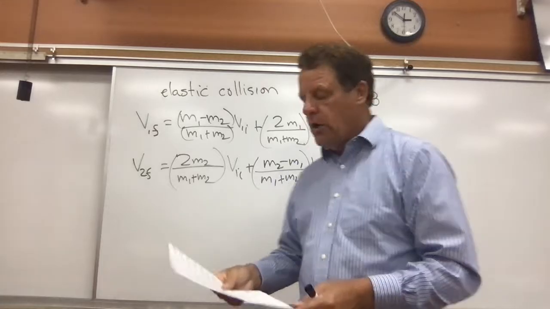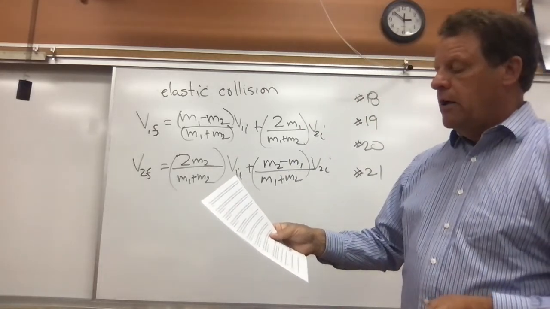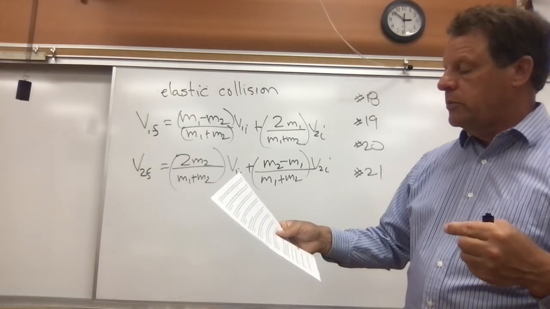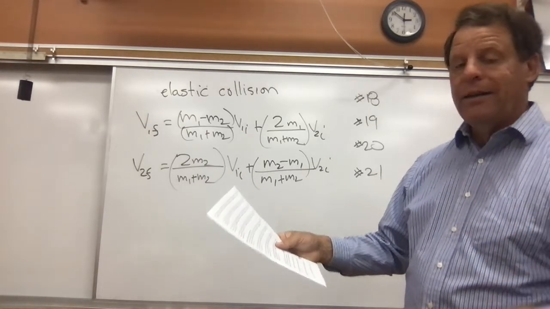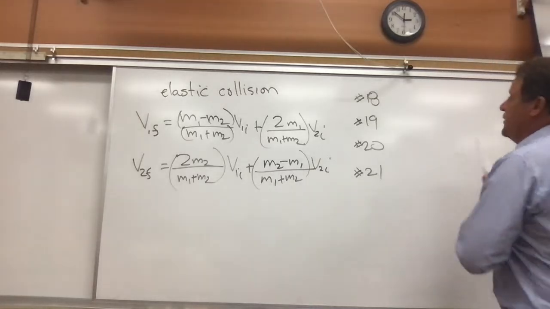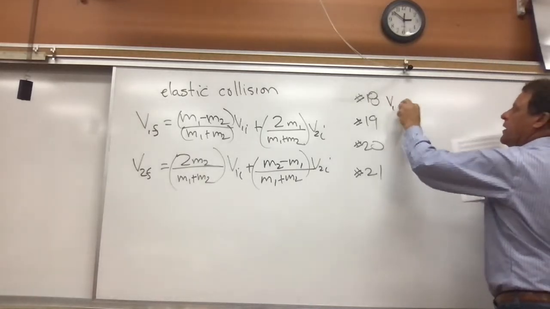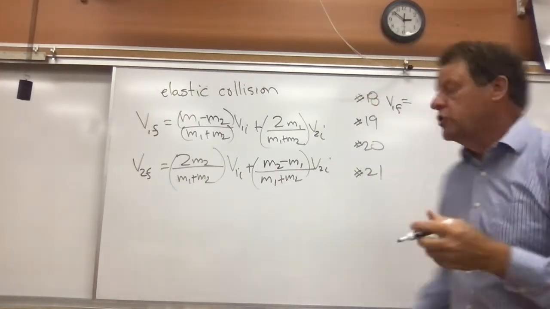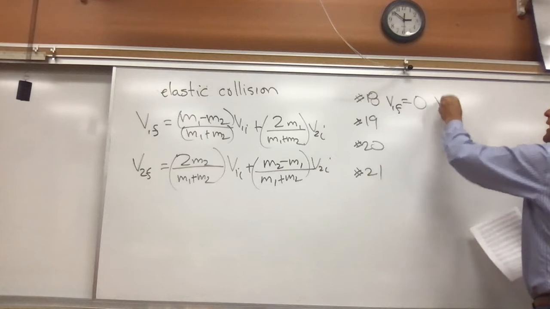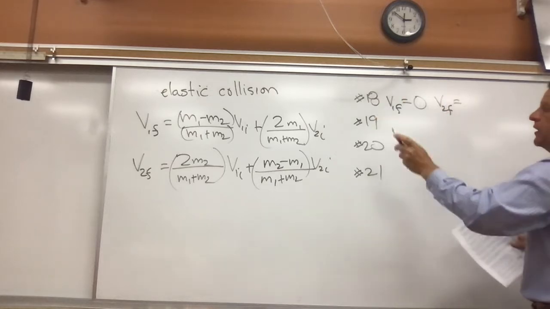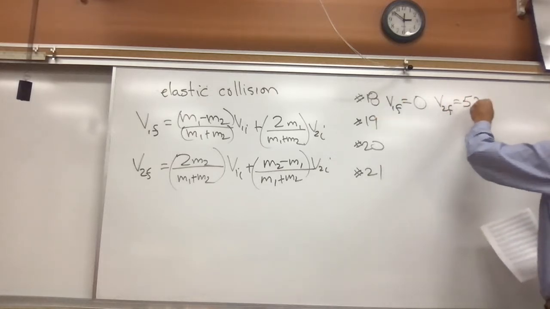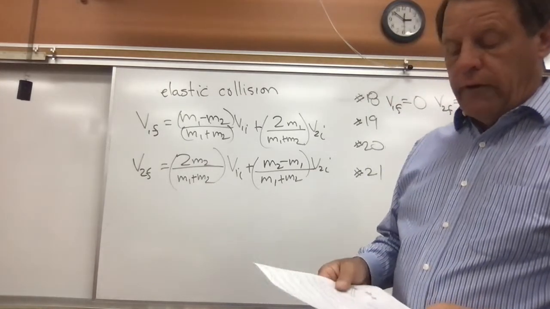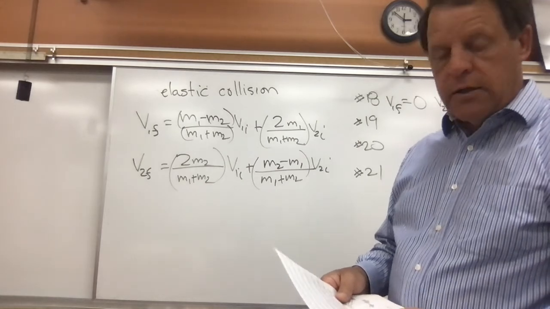So if we read question number 18, ball number 1 has 2 kilograms, moves to the right at 5 meters per second. Ball 2 has the same mass, but is at rest. Okay, so that means the V1 final is going to take on the V2 initial, which was 0, and V2 final is going to take on the initial velocity of the first one, which is 5 meters per second. Easy peasy, and it works for 15 and 16, and then it will get a little more complicated in question number 17.